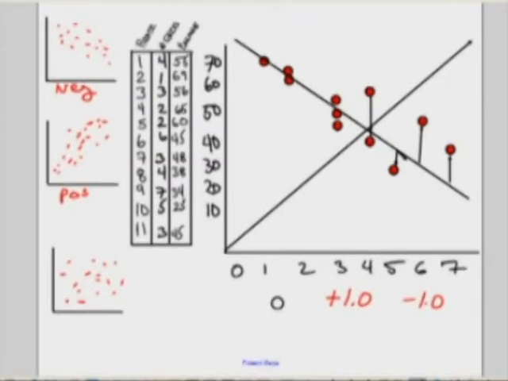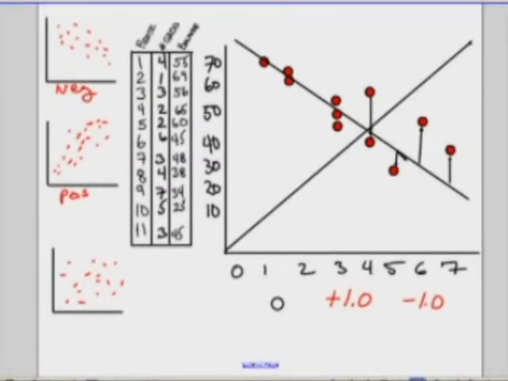Who's confused by that? All right. Do you understand the graph in terms of how they got there? Do you understand that the closer they are to the line, the closer you are to a value of 1 or negative 1? Okay.